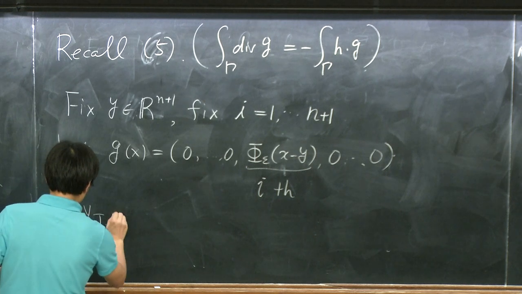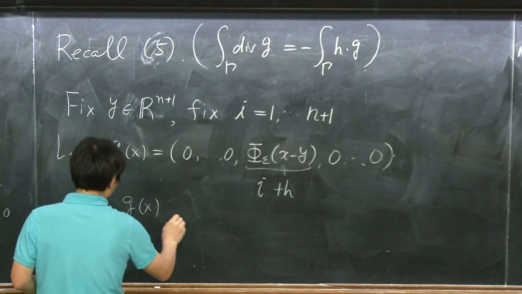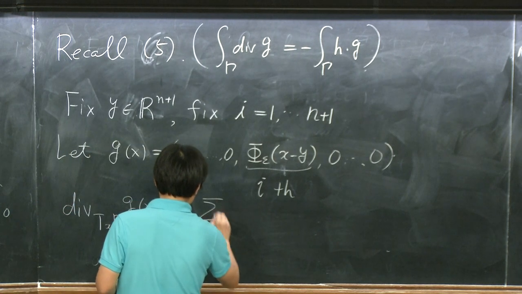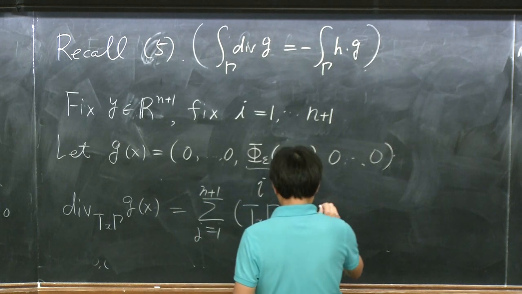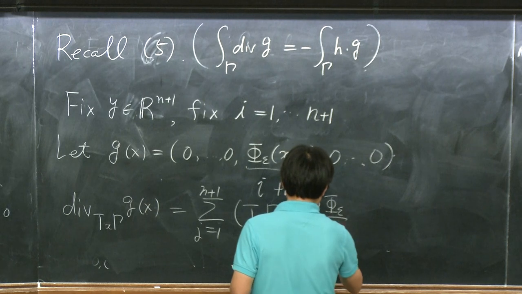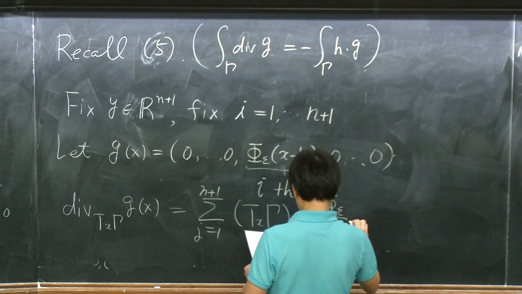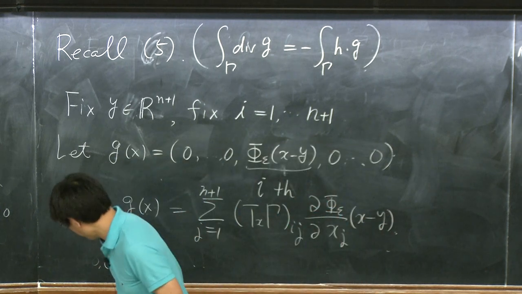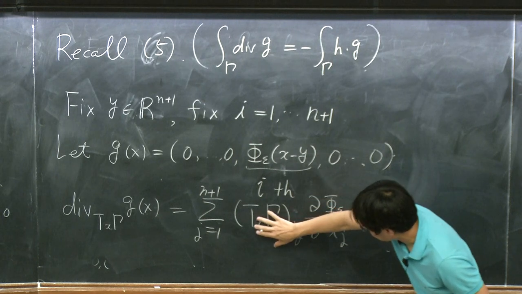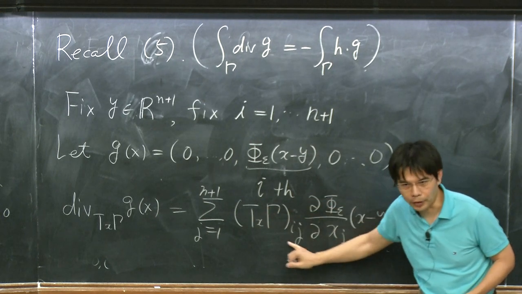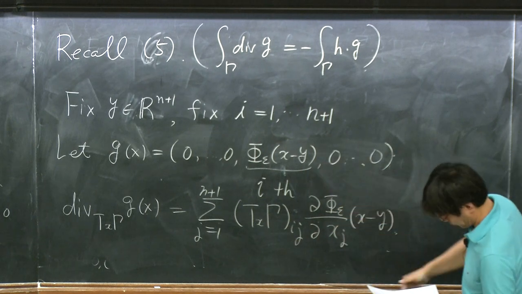The divergence of g on the tangent space at x is, by definition, the sum from j equals 1 to n+1 of this projection matrix to the tangent space, times epsilon d x_j, of the modified x minus y. That's what you get, just by definition. I want to repeat that this is really a matrix representing the orthogonal projection to the tangent space, so that's the ij component. That's what it is.